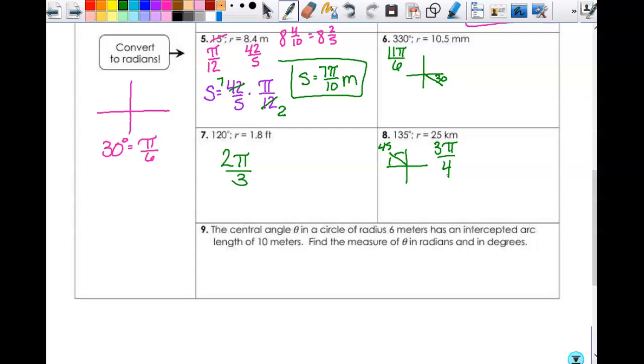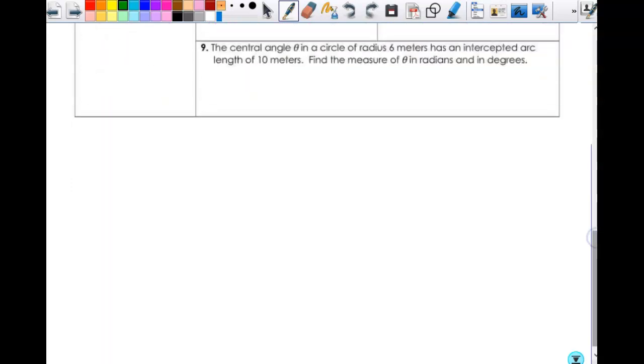Okay, let's look at number 9. It says the central angle theta in a circle of radius 6 meters has an intercepted arc length of 10 meters. Find the measure of theta in radians and in degrees. All right, so my formula, S equals R theta. Why can't we put this? Because you just can't. We don't have time to discuss that right now.